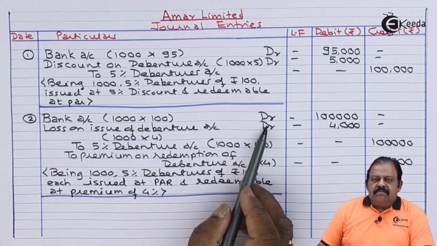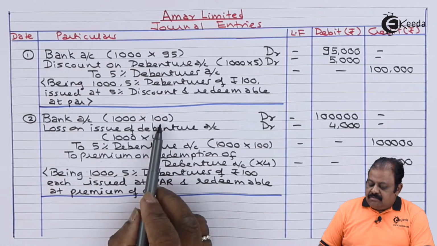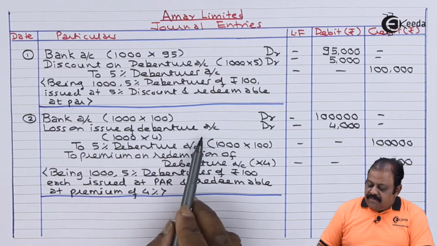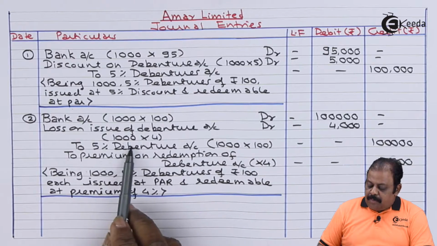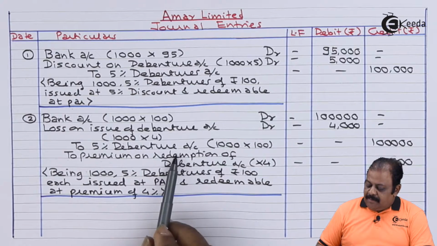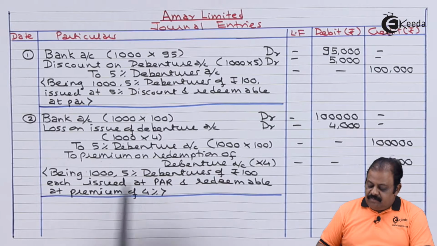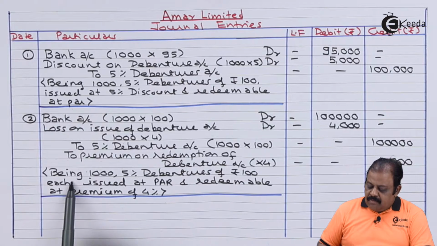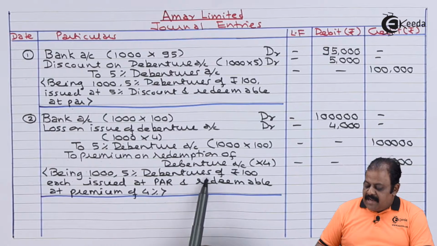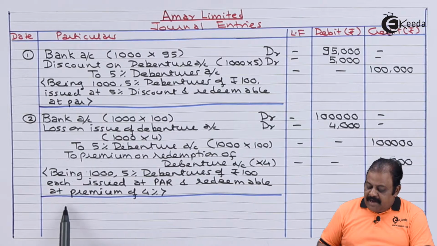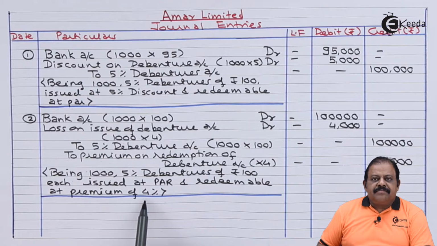Bank account debit, on 1,000 debentures company has received 100 rupees per debenture, 1 lakh. Loss on issue of debenture debit, that is 4% premium payable on redemption, 4,000. To 5% debenture, 1 lakh. To premium on redemption of debenture, 4,000. Being 1,000 5% debentures of rupees 100 each issued at par and redeemable at premium of 4%.